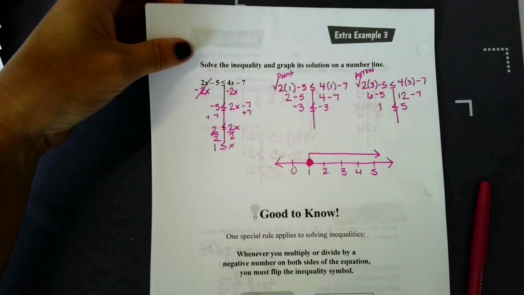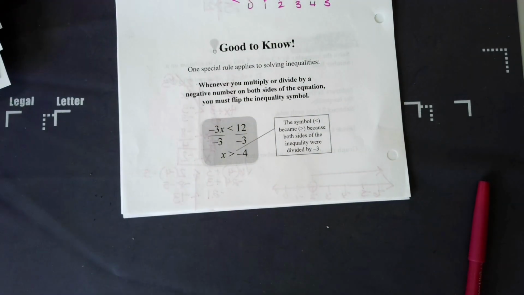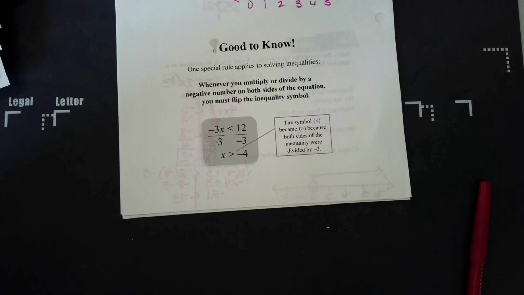Okay. Now, I want to talk a little bit about what we learned yesterday with toe the line. What was the only time our paper clips switched spots? Multiplying or dividing by a negative. So anytime, this is really important. So listen to the words that are coming out of my mouth.